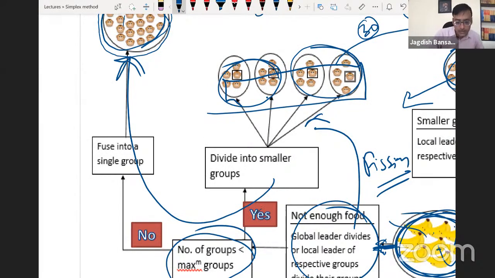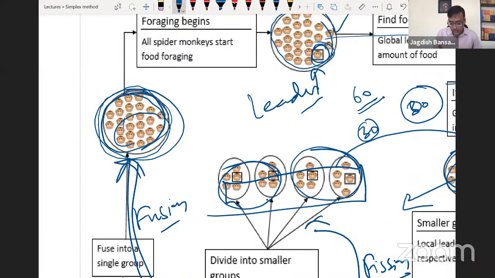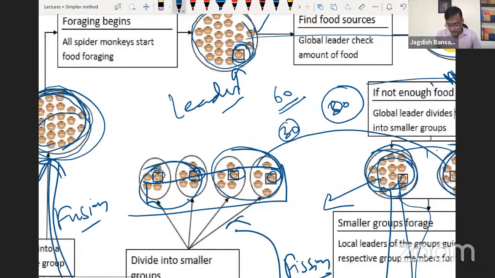They return here, and when they return home, this process is called fusion. It means they make a single group. Throughout the day they are making fission, and in the evening they are making fusion, a single group. And after coming here, every smaller group will have leaders. These smaller groups will also have leaders.